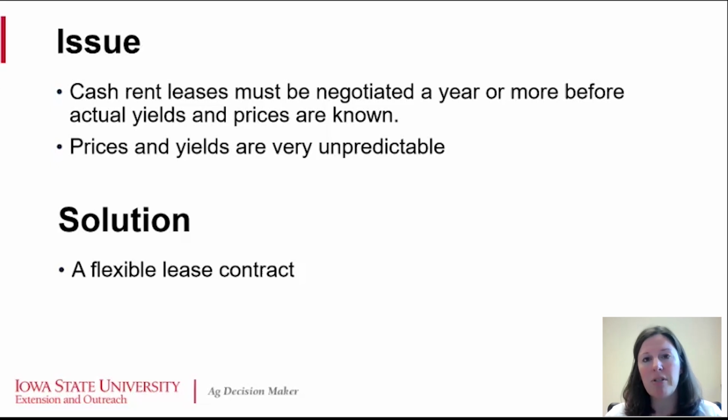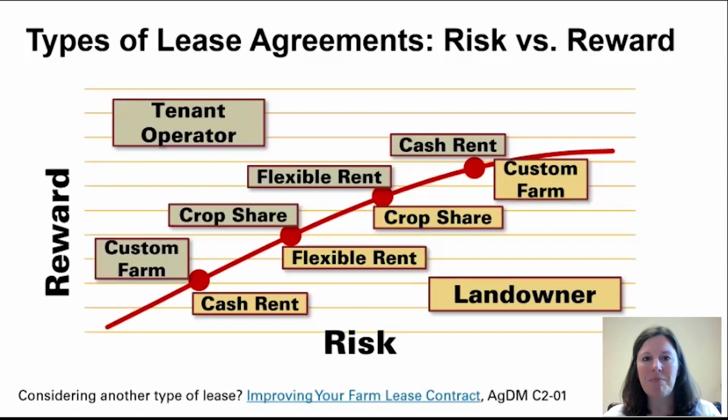One issue that comes up when discussing cash rents is determining what to charge before the crop is even planted. Rent should be in line with farm productivity, crop prices, and costs year to year, but those are highly variable things to predict when we get to those rent negotiations. And so, one option that we might consider is a flexible lease. Flexible leases create some level of risk for both the tenant and landowner.